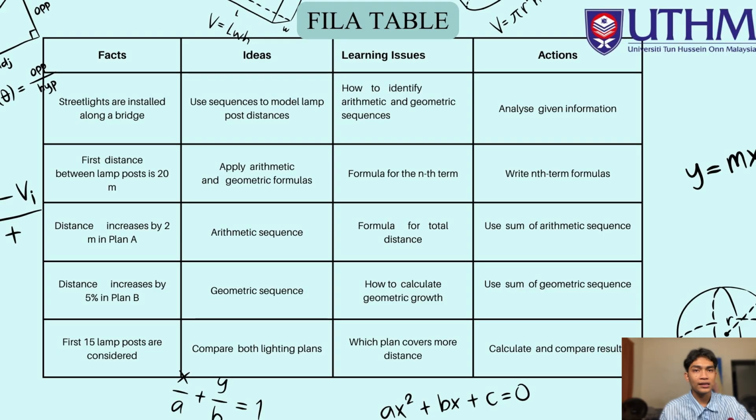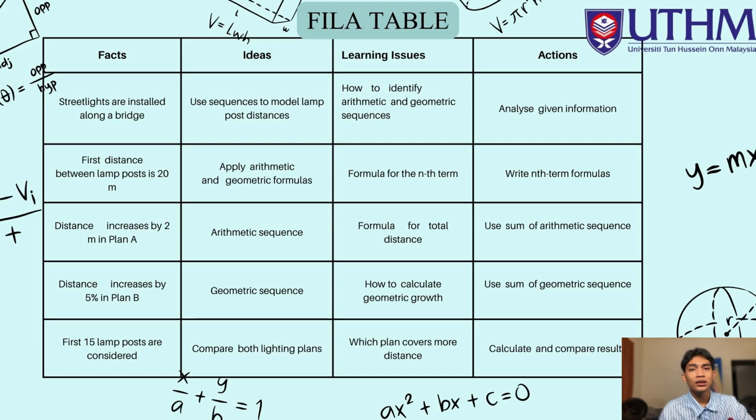And the second fact is the first distance between lamp posts is 20 meters, and the idea is applying arithmetic and geometric sequences. The learning issue is the formula of the nth term. And the action is to write the nth term formula. The third fact is the distance increased by 2 meters in Plan A. So the idea is to use the arithmetic sequence. The learning issue is to find the formula for total distance. And the action is to use the sum of an arithmetic sequence.